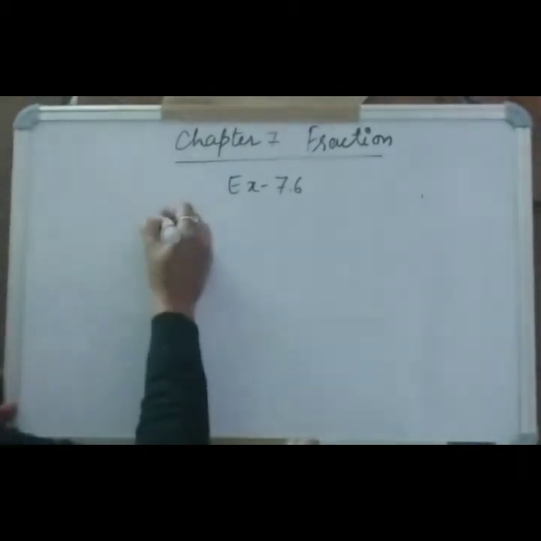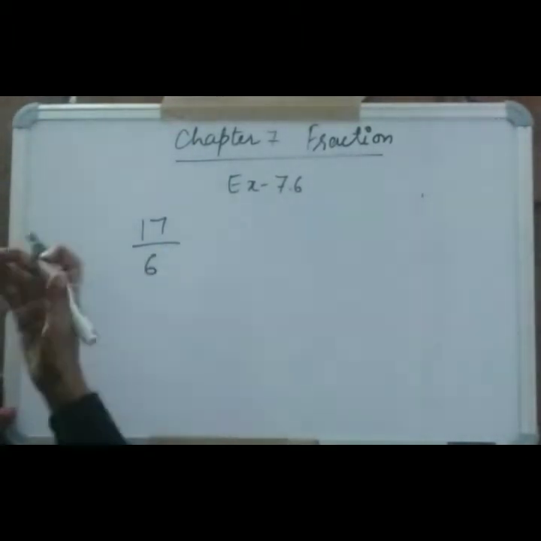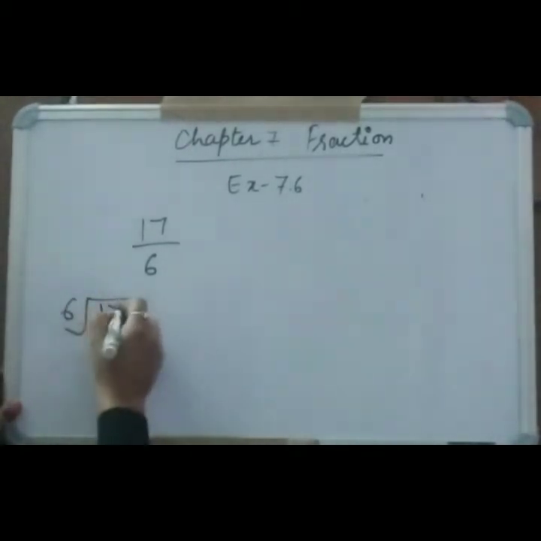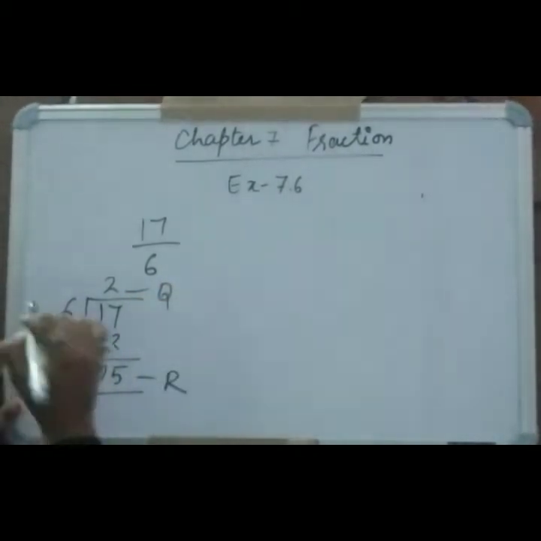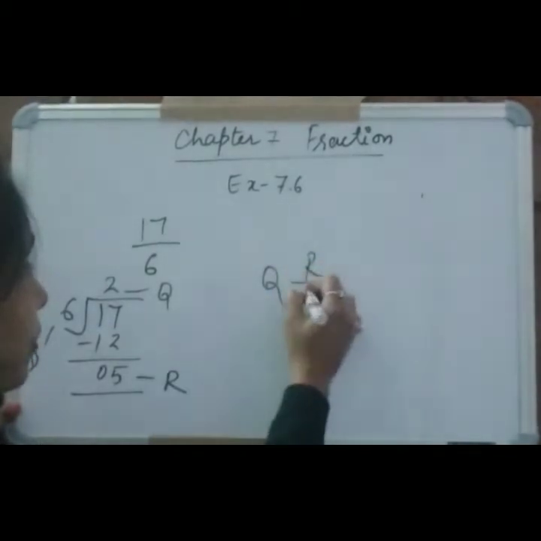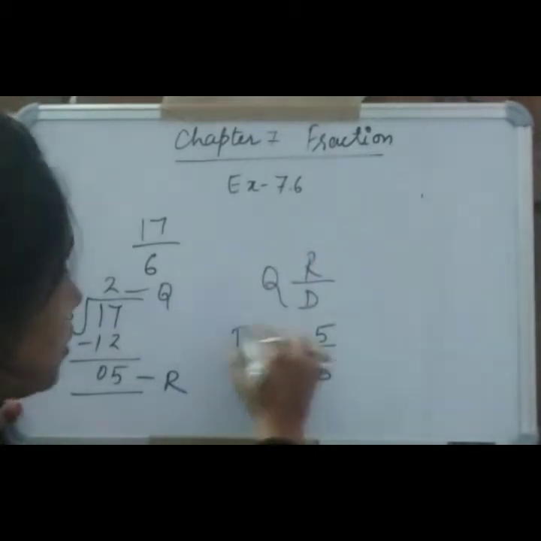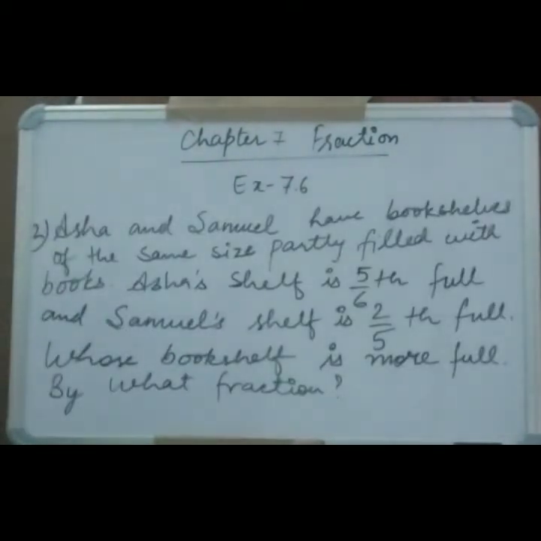Now the 17/6, as in the question it is given in mixed fraction, so here also we will convert it into a mixed fraction. How will we convert it? We will divide 17 by 6. 6 2s are 12, remainder is 5. This is the quotient, this is the remainder, and this is the divisor. So it is Q whole R upon D. Q here is 2, remainder is 5, and the divisor is 6. This much is the total amount of cake given to both of them. Good?